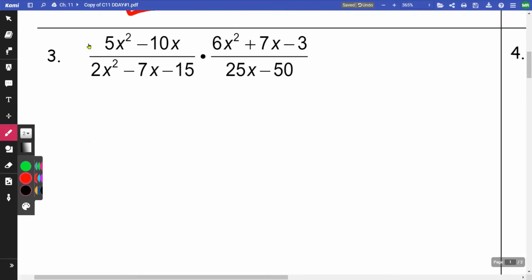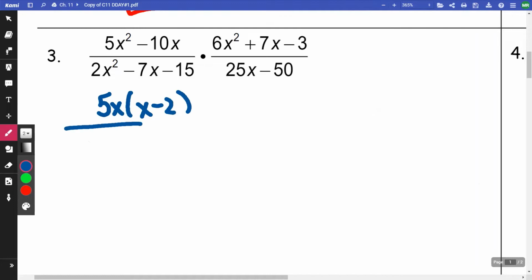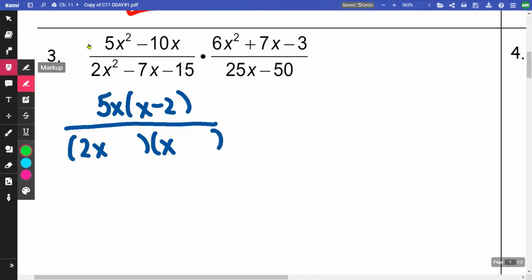For 3, I'm going to factor the top. The top is going to be a 5x that I can factor out, and I'm going to have an x minus 2. When I'm doing the bottom, you can do a box or diamond. I'm going to just set it up like this. I know it's going to be a 2x and an x in the front. I know I'm going to be trying to get a negative 15 when I'm multiplying, but I need it to add to a negative 7.